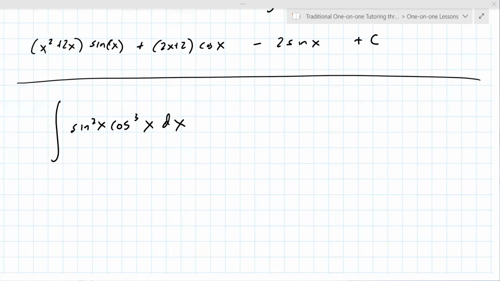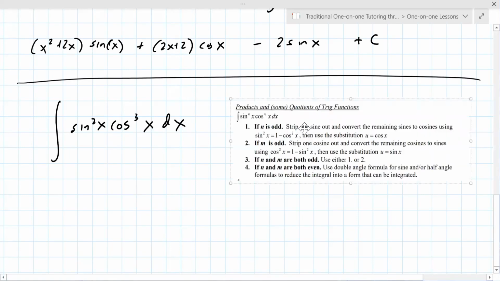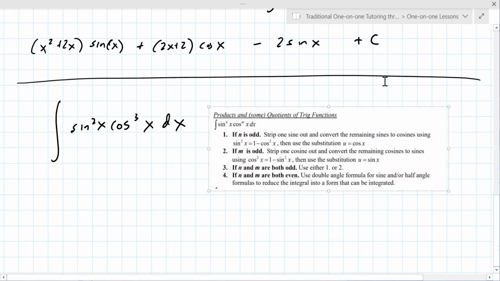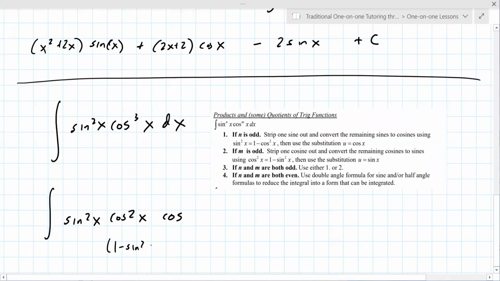So you have to know the rules, and the other ones are tangent secant. It's on that sheet I've sent you before. So if n is odd, which is not the case here, that's bad. If m is odd, strip one cosine out. So that means you write sine squared x, cosine squared x, cosine x. Strip one cosine out and convert remaining cosines to sines. So instead of this cosine squared, make it 1 minus sine squared x.